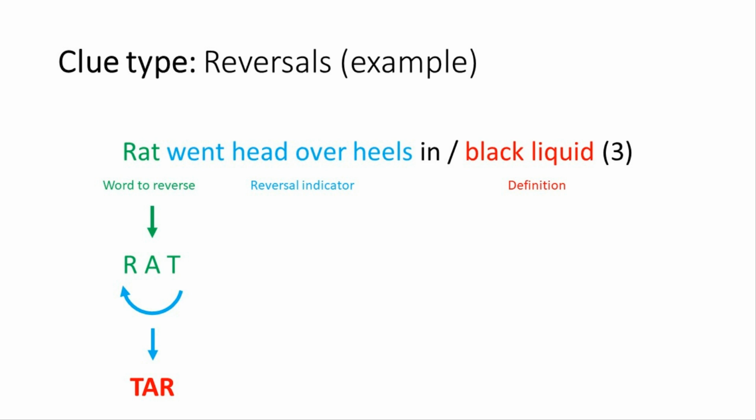Tar is also a word meaning sailor, which is good knowledge to have for cryptic crosswords because sailors often come up. Sailor can also be abbreviated to AB, which stands for able-bodied, something I've seen in lots of crosswords.